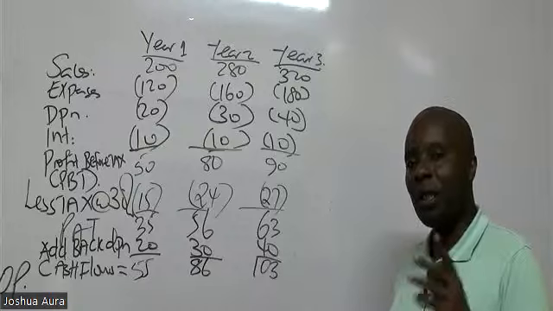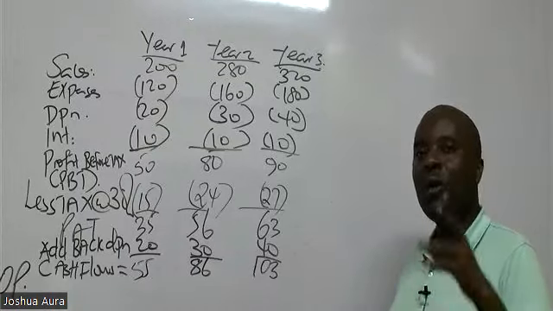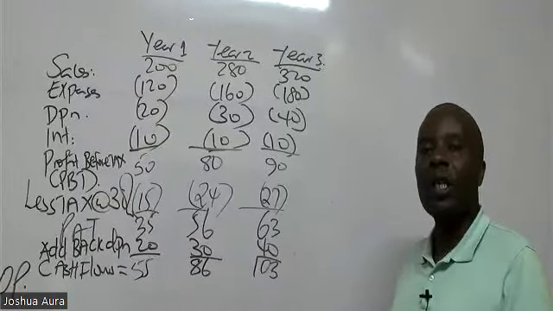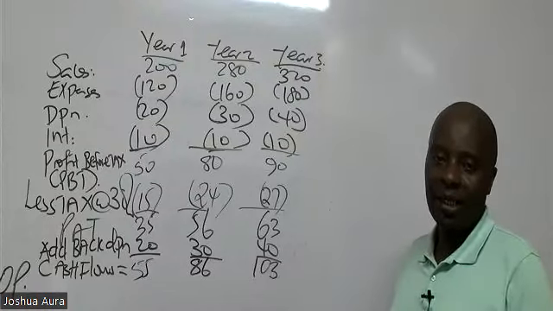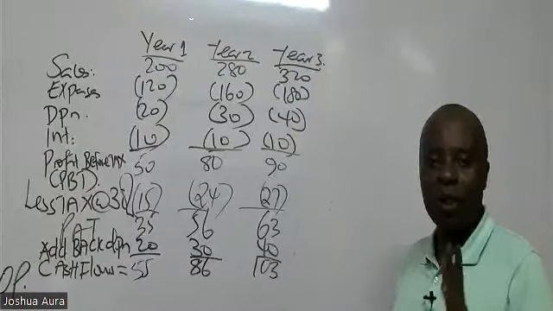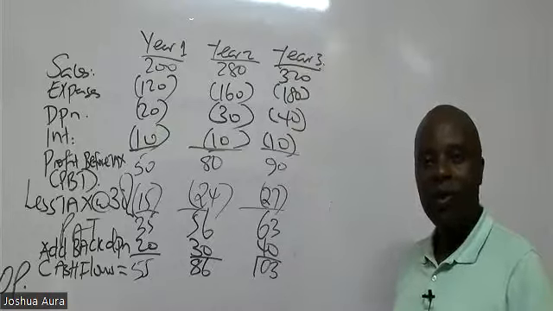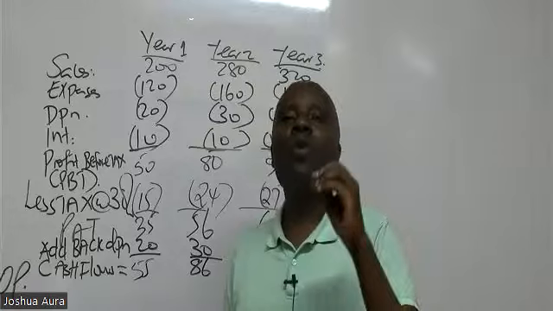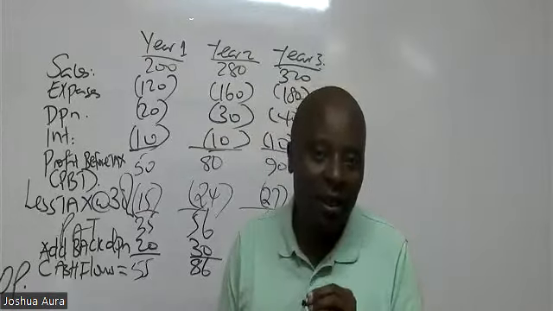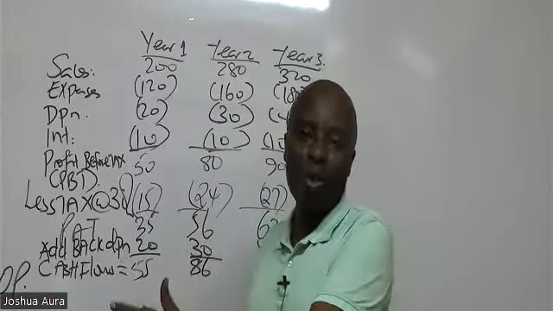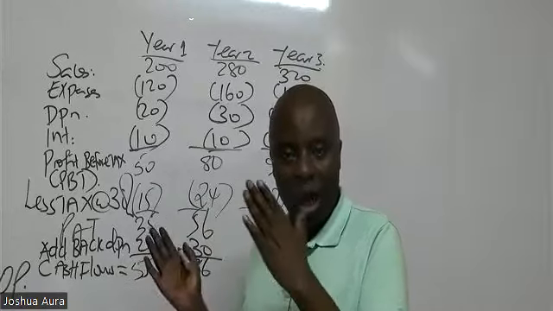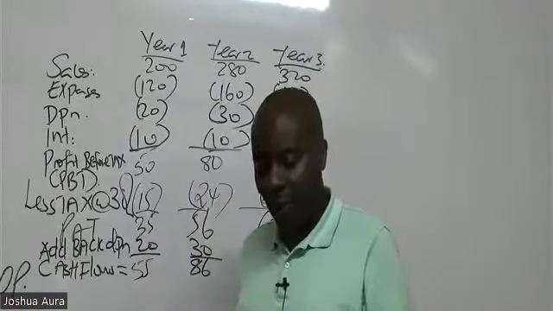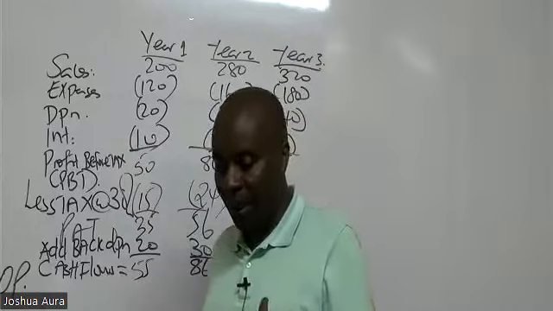Sasa nataka munisikize na munisikize vizuri. Unapopata hizi operational cash flows, unatenga pesa. Kama kuna pesa ambayo unaambiwa zinahitajika kuja kununua hizi fixed assets, unazitenga, unaziweka kando. They can never be part of our cash flows. Tutenge hizi pesa, kama hapa wametuambia namna gani.